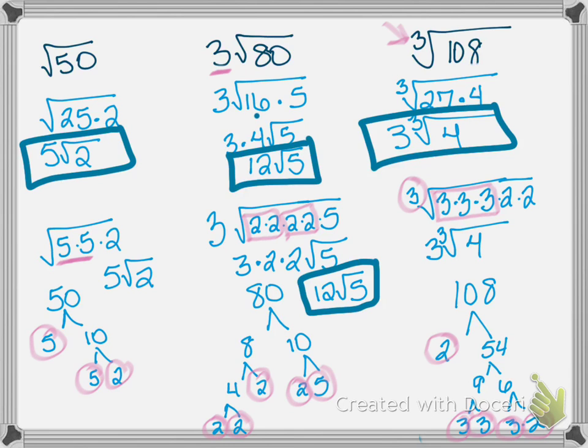Why can't I pull out one of the 2's? Because it's a cube root. Okay, it's not the square root.